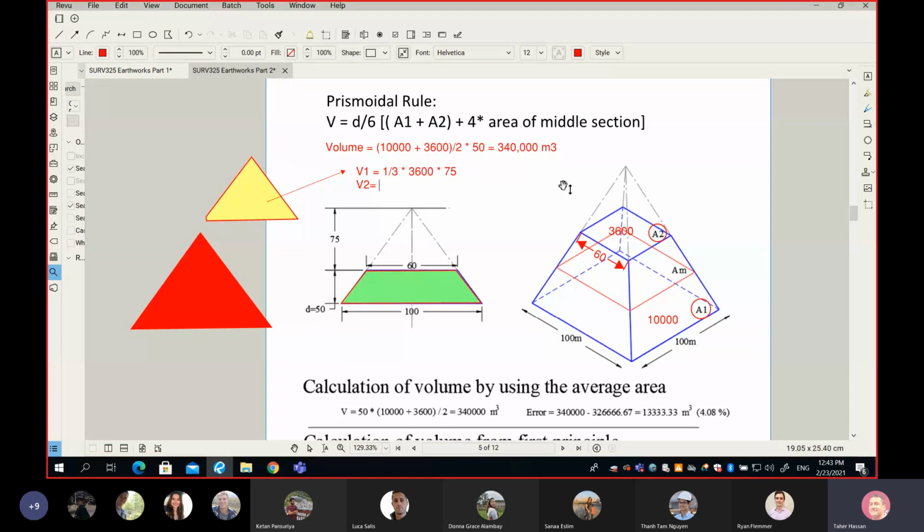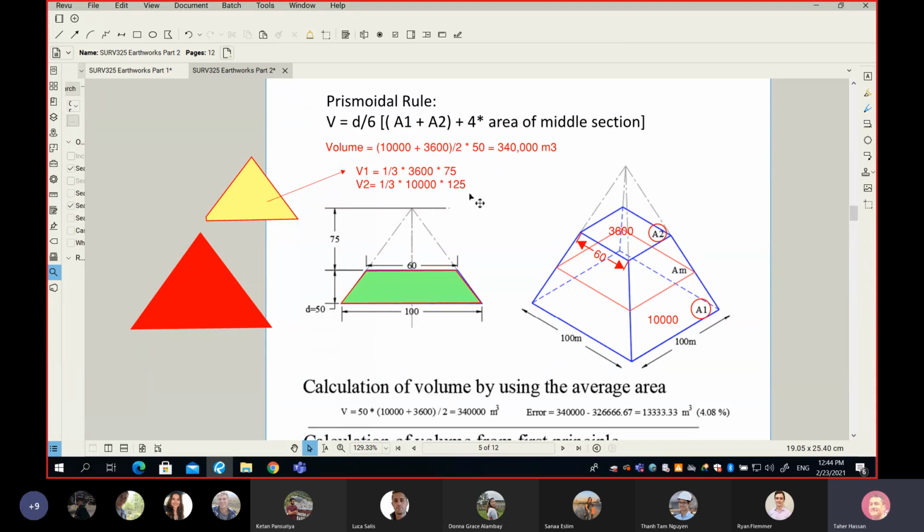Okay, how about can anybody help me with V2, where V2 is the volume of the big pyramid, the red one? One third the area of the base, which is 10,000, and then the height is? The height of the red pyramid. 125. Please. Okay, please, guys, and then finally, what you have to do, please do V2 minus V1.